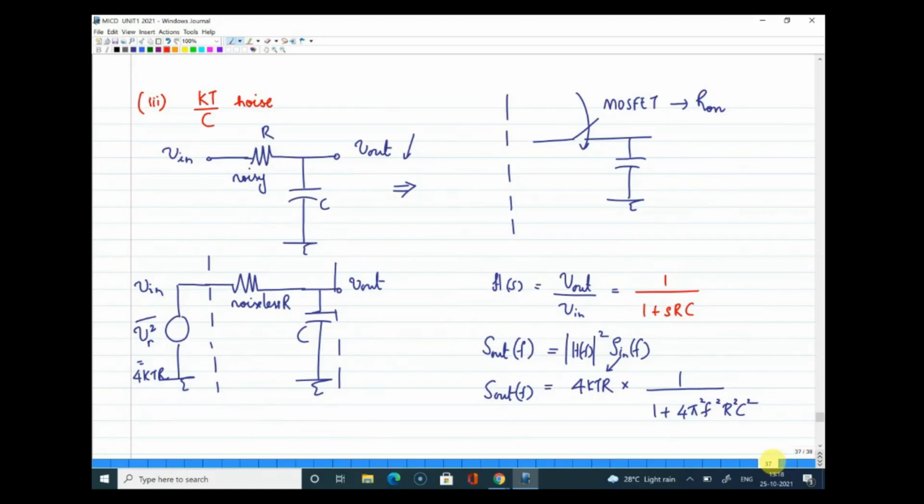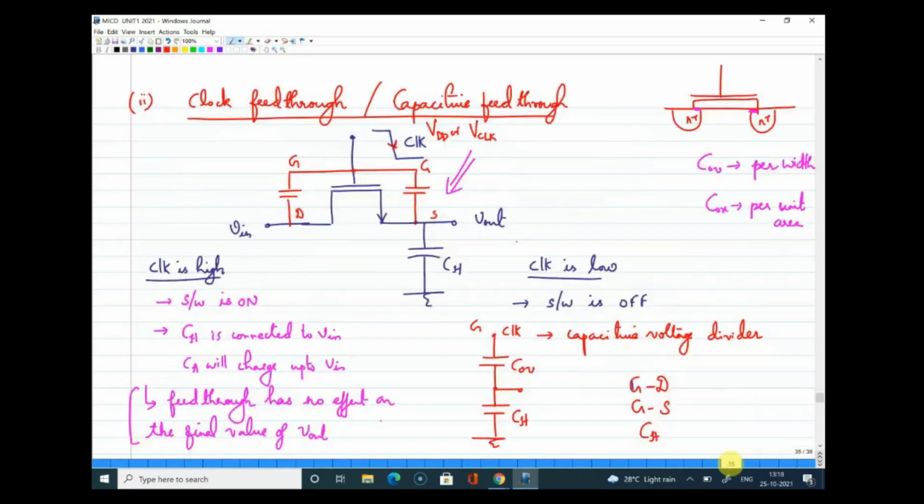All right, is this clear so far? Is it clear? Sir, I had a doubt in that feedthrough, sir. Yes. You told feedthrough has no effect on the final output, right? But when the clock is high, it has an effect on speed, right? Yeah, it has an effect on the speed, the charging will be fast when there are two paths to charge the CH capacitance. Okay, so you are thinking that when your clock is high, there are two paths through which the capacitor can charge. Is that what you meant?